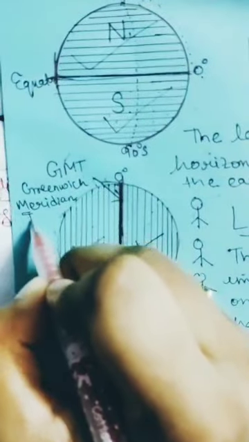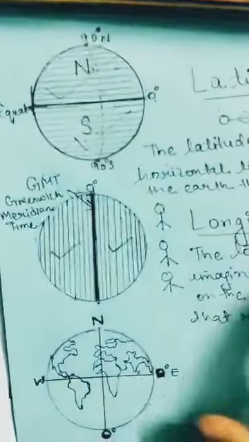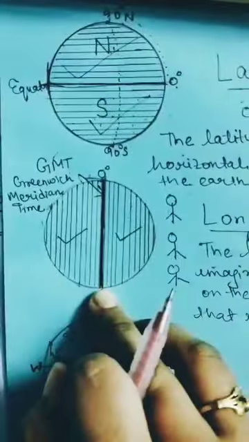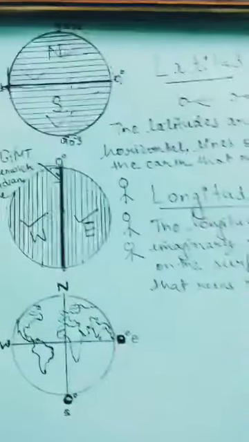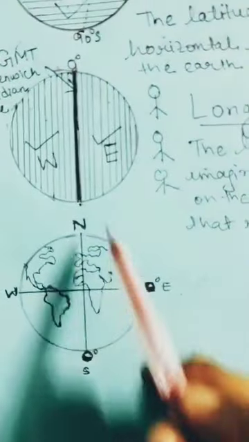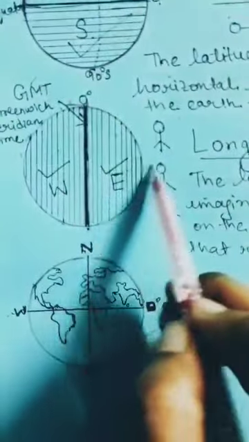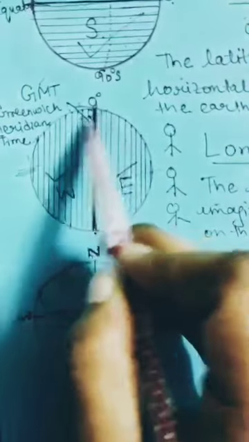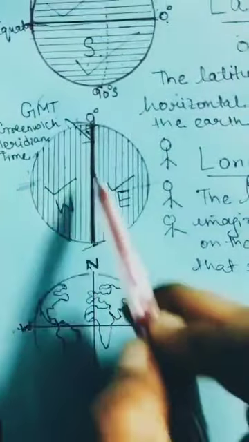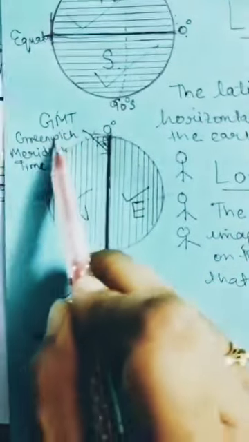What is the full form of GMT? Greenwich Meridian Time. This Greenwich Meridian Time, the vertical line, is dividing the earth into, again, two zones. This zone is east, this zone is west. We have to understand the directions also. As you can see in this diagram, upper side is north, lower side is south. This is east, this is west. So the central vertical line is the GMT, Greenwich Meridian Time.